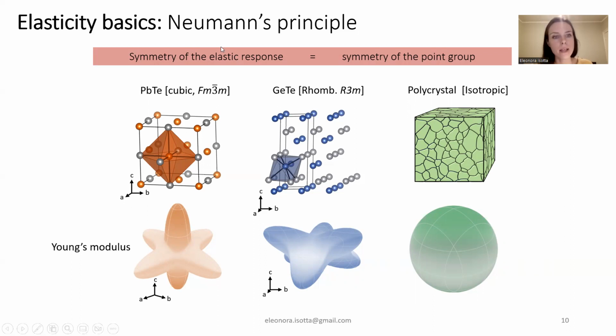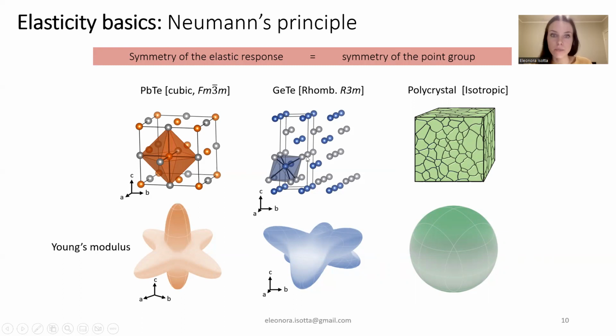For example, lead telluride has a cubic crystal structure and has an octahedral coordination of atoms, meaning that every atom is surrounded by 6 nearest neighbors in this shape here. And if we look at the isosurface of the Young modulus, we can actually see that it has a symmetry that resembles the symmetry of lead telluride. In particular, we have the largest Young modulus along the same direction of the bond.